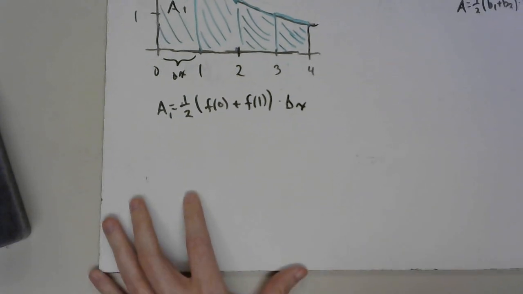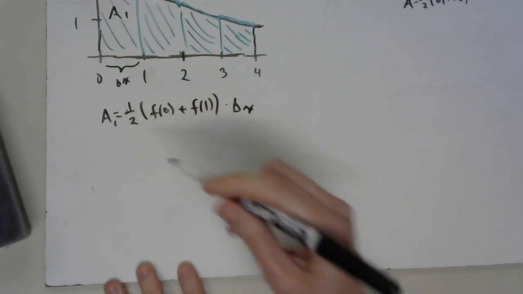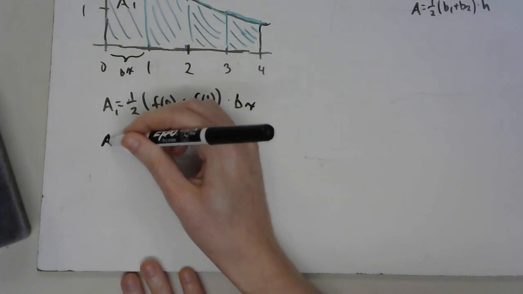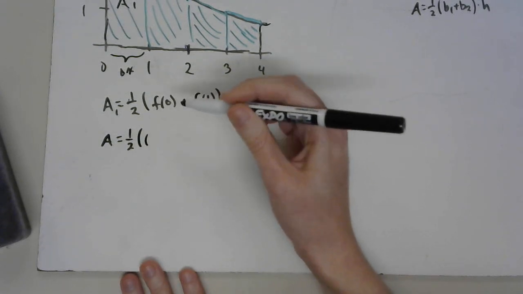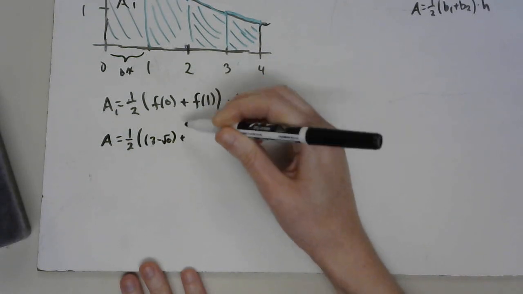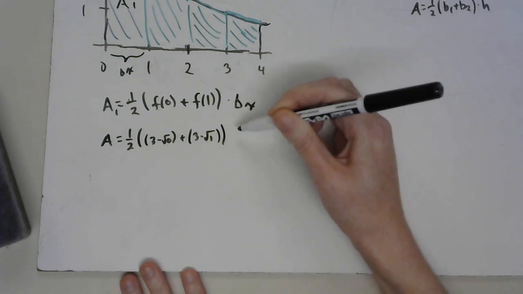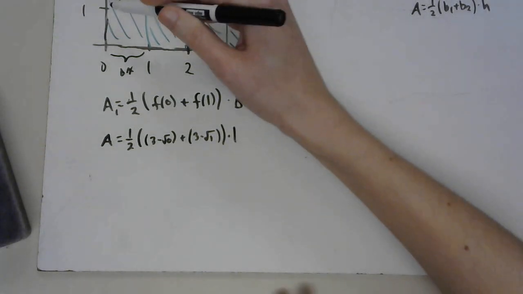I'm going to skip ahead and write out my whole area formula. So I've got that my area is going to be equal to, 1/2 f of 0, 3 minus square root of 0, plus f of 1, 3 minus square root of 1, all of that times my delta x, which is just 1. So that's that first area.